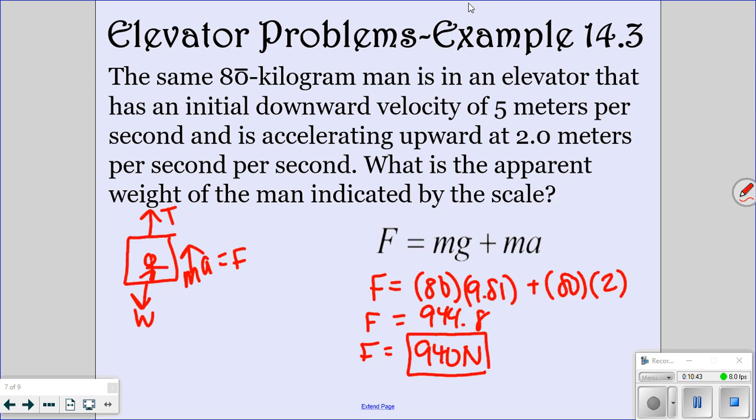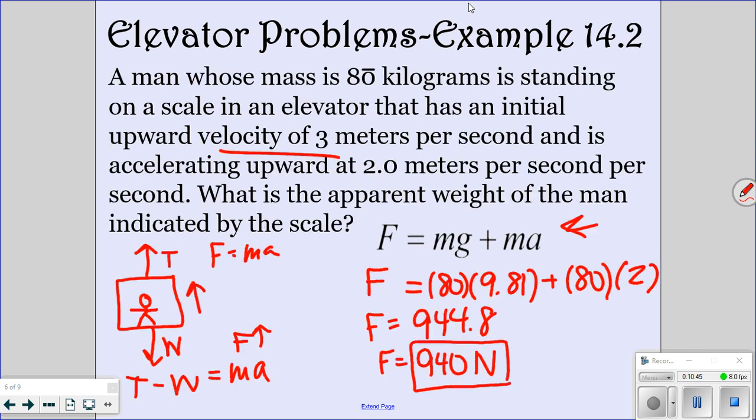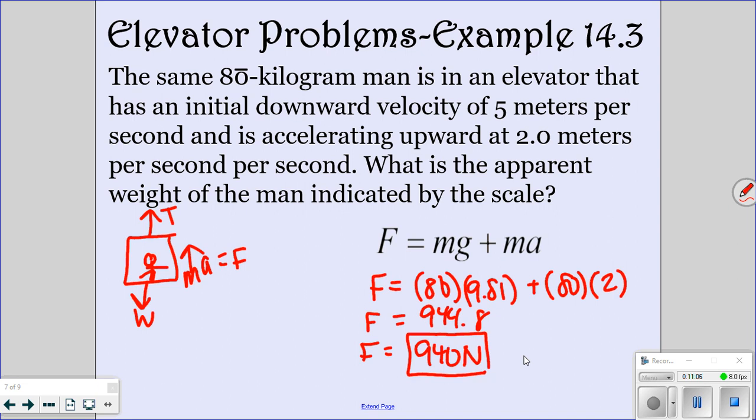And if you're going up, like in this example or the second example, then 80 times 9.81 is only 784, but his force on the scale was 940 because when it started going up, the floor pushed up into him a little bit more, and so it had a higher force on the scale. So that's how you can kind of work through elevator problems. They're not terribly difficult, you just have to kind of think about them a little bit.